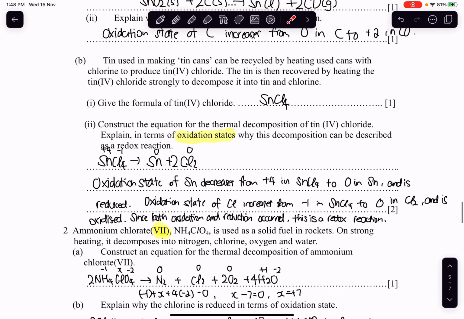Okay, part B, tin used in making tin cans can be recycled by heating with chlorine to produce tin 4 chloride. The tin is then recovered by heating the tin 4 chloride strongly to decompose into tin and chlorine. Give the formula of tin 4 chloride. So tin 4, remember, the Roman numeral corresponds to the oxidation state. So tin 4 is Sn4 plus. You know chloride is Cl minus. Balance out is SnCl4.